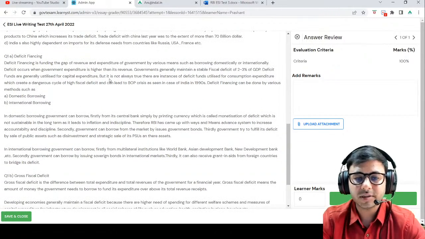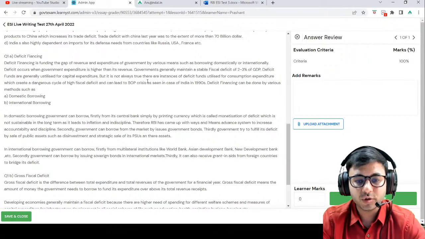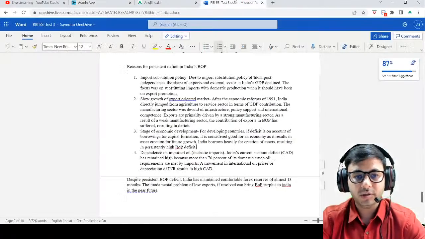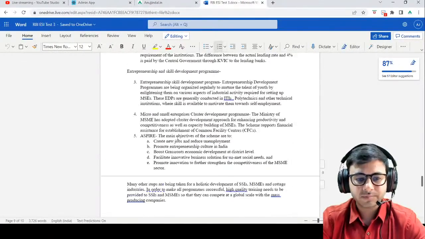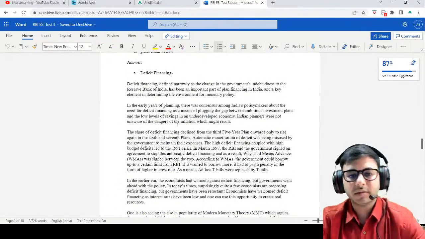Governments generally maintain a stable fiscal deficit of 2 to 3%. Deficit funds are generally utilized for capital expenditure. Not always true. There are instances of deficit funds utilized for consumption expenditure, which create a dangerous cycle of high fiscal deficit and can lead to BOP crisis. Deficit financing can be done by domestic and international borrowing. Let's see what has been written here.